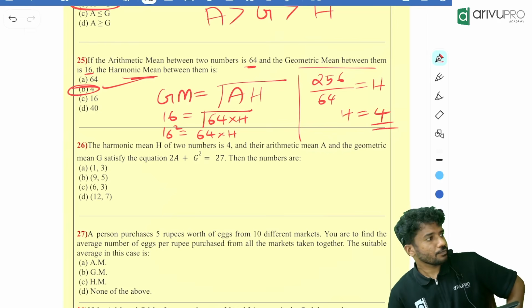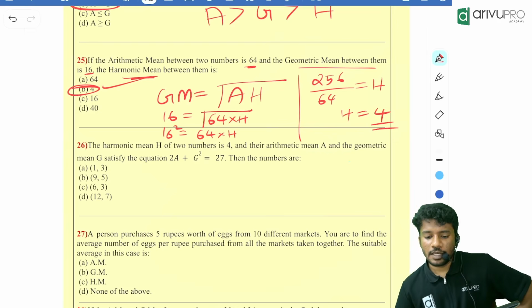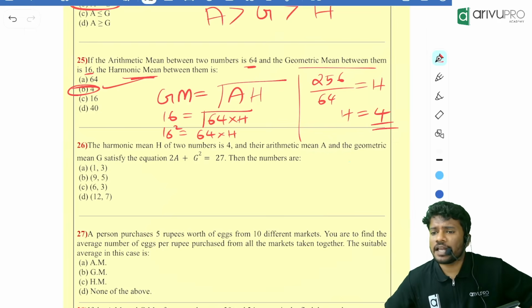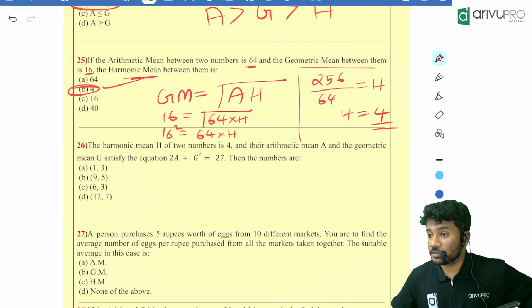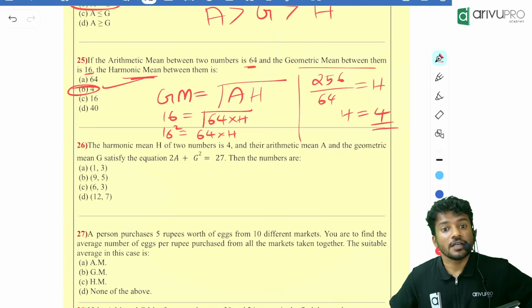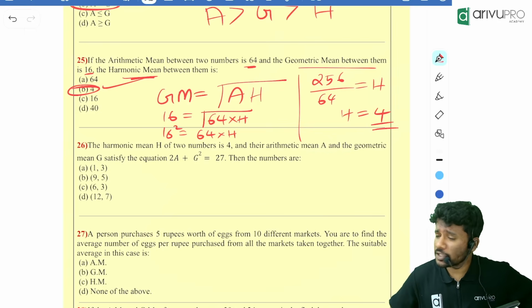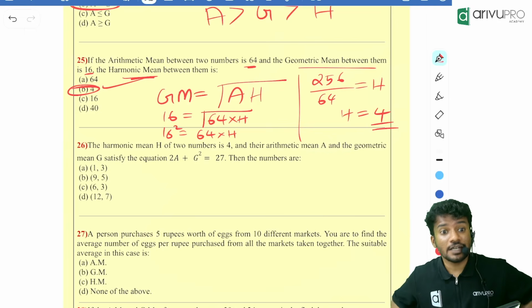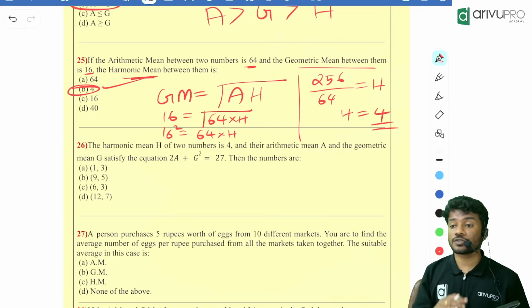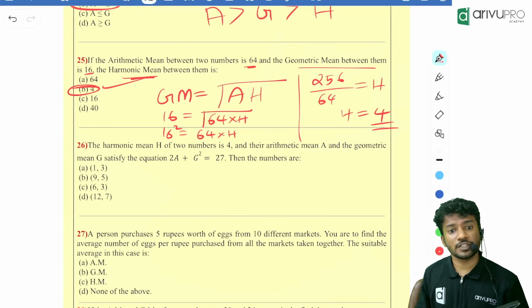Now, what if they give GM and HM? How will you find AM? Same formula. What if they give AM and HM? How to find GM? Same formula. If you check some of the books, you will see multiple formulas. Don't study multiple formulas. As I told from day one, try to study one formula, then use calculator. Otherwise you will forget all the formulas. Instead of forgetting all the formulas, study one formula and go ahead.